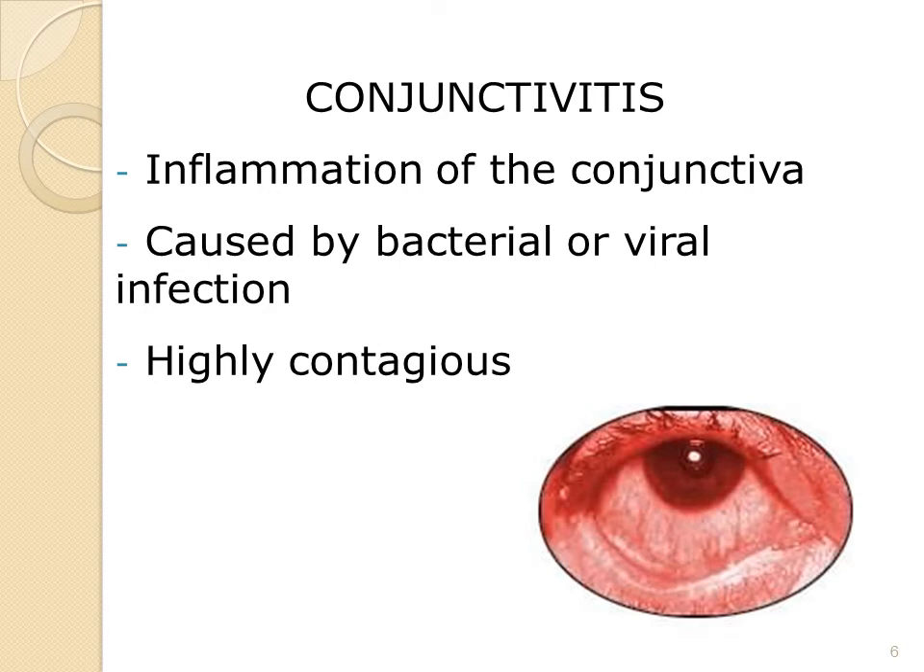Now, when the conjunctiva is inflamed, it forms conjunctivitis. What is the meaning of this term? It means inflammation of the conjunctiva, and it is caused by bacterial or viral infection. We can see in this picture a highly contagious condition, which appears in the eye as redness and inflammation, occurring on all sides of the eye, especially in the conjunctiva.